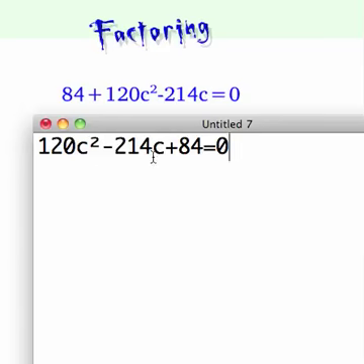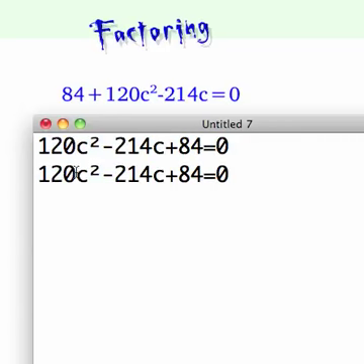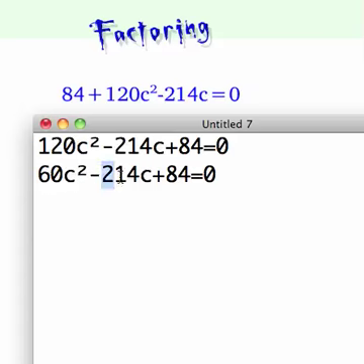Okay, the only thing I could figure that would go into all of the factors is 2. So that makes 60. If I divide the 214 by 2, I get 107, which is a prime number. If I divide 84 by 2, that gives me 42. And if I divide 0 by 2, I get 0. All right, so now I'm going to have to do trial and error, or PSF.